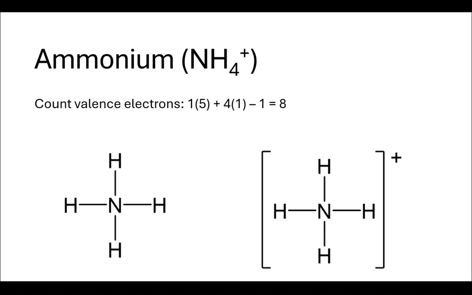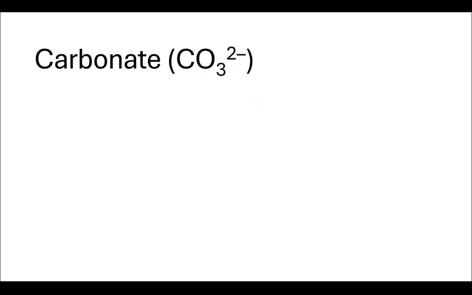Now let's look at the other example that's on your sheet, which is carbonate. Carbonate is CO3 2-. So if we count up the electrons again, there's 1 carbon that brings 4 valence electrons to the table. There are 3 oxygens, each of which brings 6 valence electrons to the table.